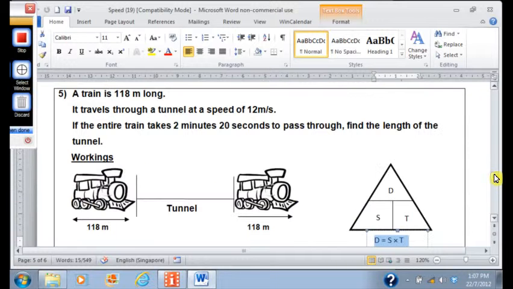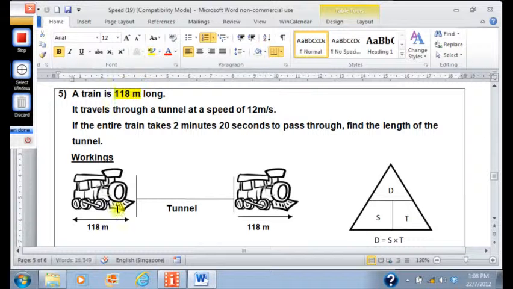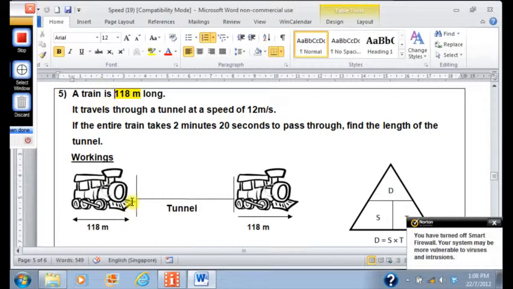By now you should be able to do this by yourself, not an issue, the distance, speed, time pyramid. Now let's look at the question. A train is 118 meters long. Let's highlight that. I've drawn a train for you here. You don't have to draw a train, but it will be good to draw a simple shape so that you know what the question is talking about. The train is here, it's 118 meters long. This is the starting point of the train.